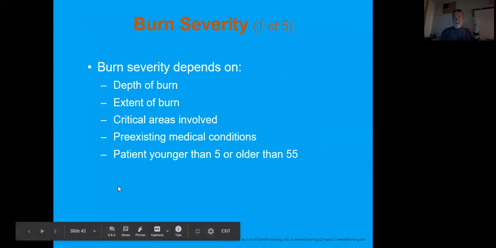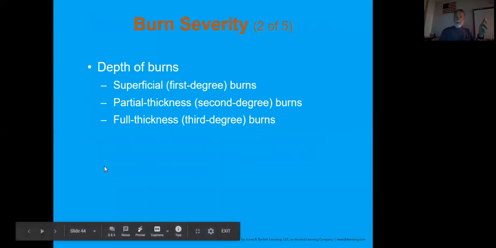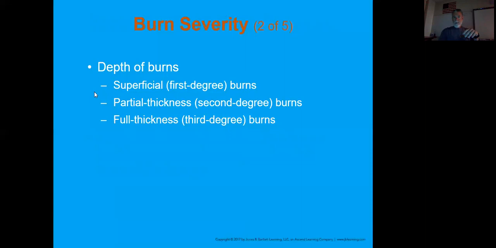With pre-existing conditions, I always want to think about that when we're dealing with any type of trauma patient, because those can definitely play a role in how well that person is going to do in recovering. So the first, second, and third degree burns also have names: superficial, partial thickness, and full thickness. We recognize a superficial burn by redness of the skin. Partial thickness, or second degree, is the introduction of blisters to that area. And a full thickness is the actual charring of the skin, the third degree burn.